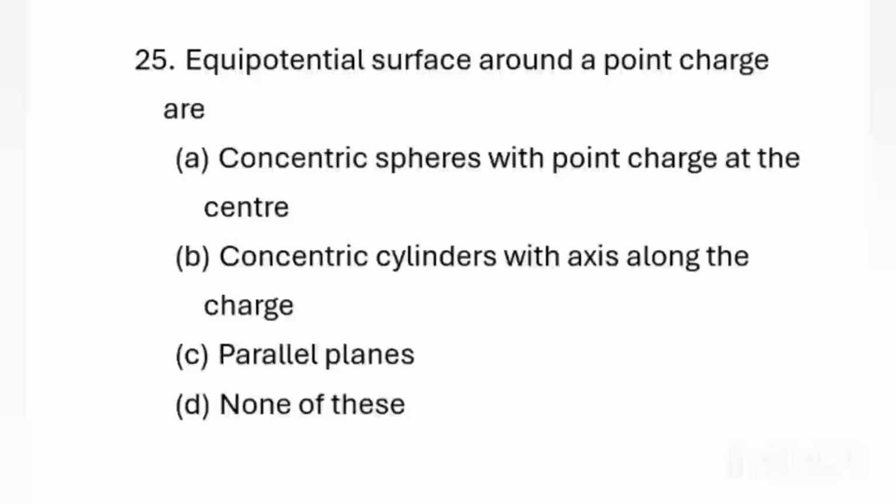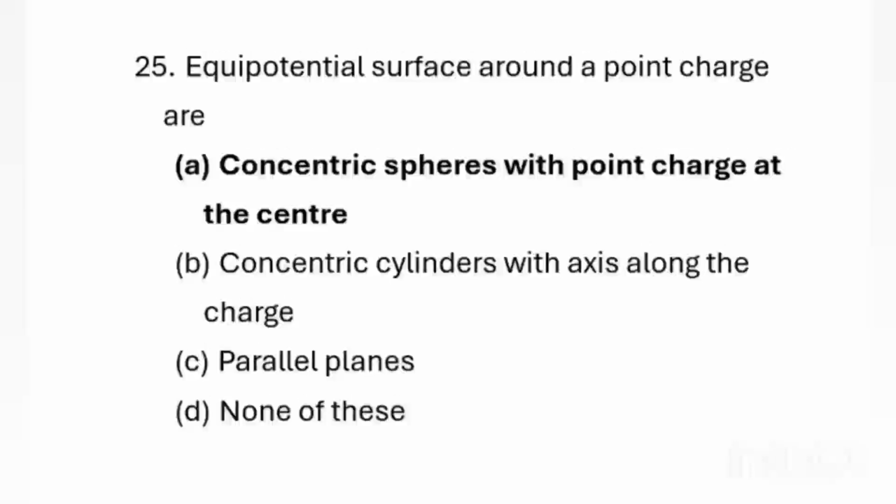Question number 25. Equipotential surface around a point charge are option A, concentric spheres with point charge at the center. Option B, concentric cylinders with axis along the charge. Option C, parallel planes. Option D, none of these. Here the correct answer is option A, concentric spheres with point charge at the center.